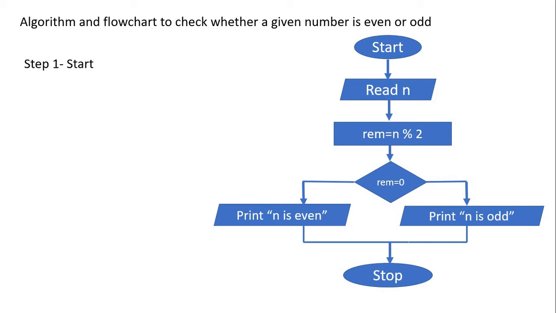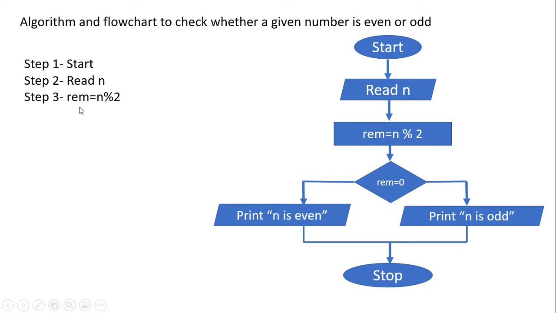Step 1, start. Read n. So here we require one number. Once the number is read, we check the remainder. So here the expression we have is remainder is equal to n mod 2. This percentage sign is called mod in C programming. This expression is going to calculate the remainder when n is divided by 2.